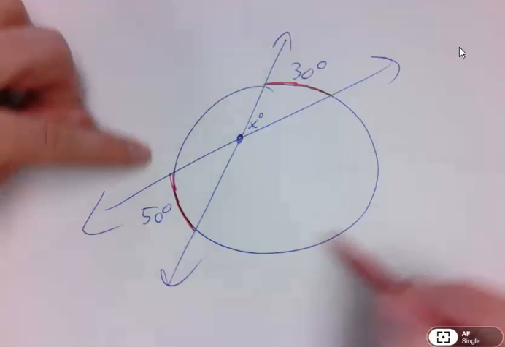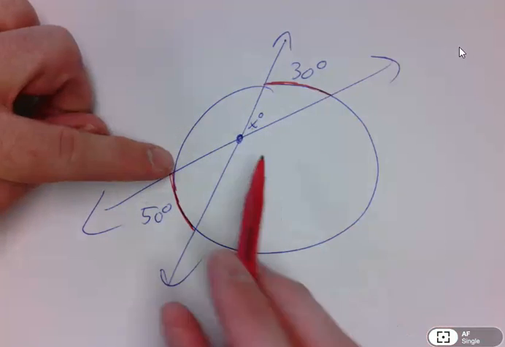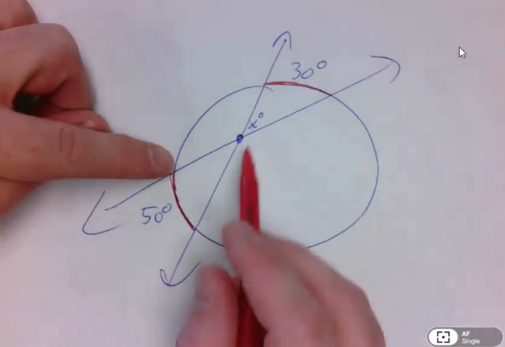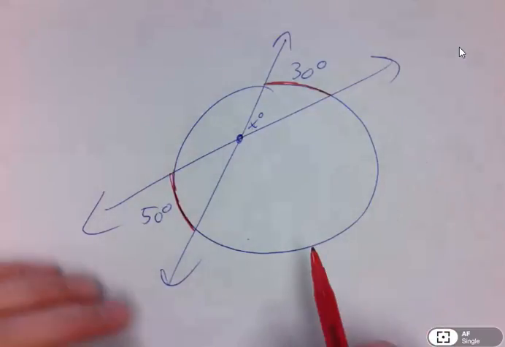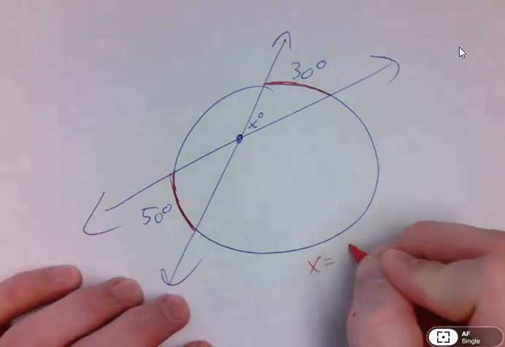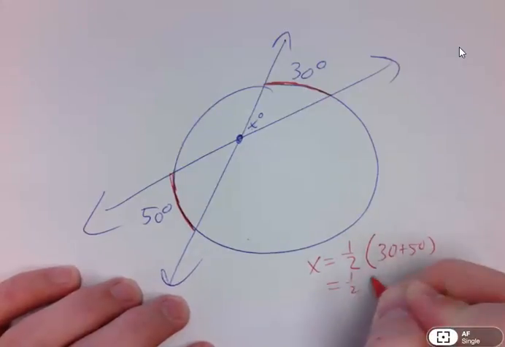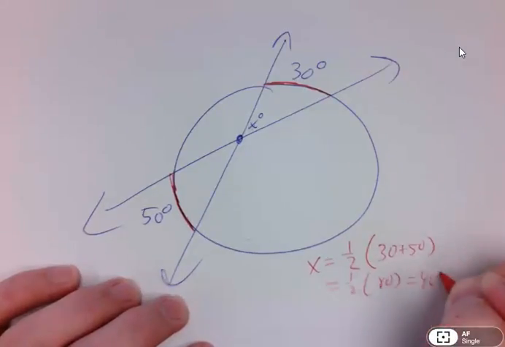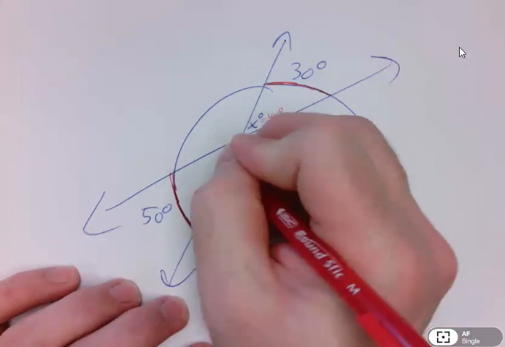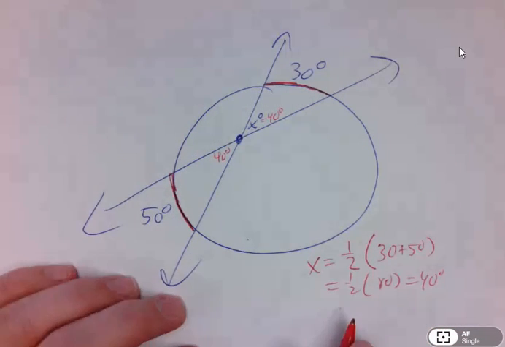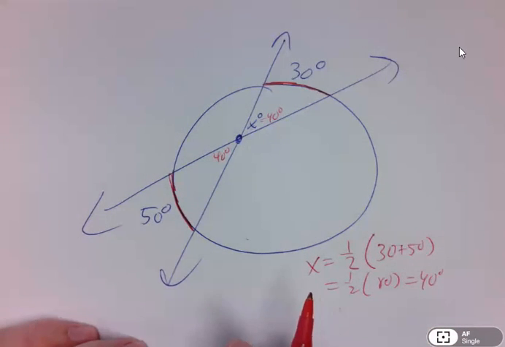I don't need these two. If I wanted these two, I'd be looking for this angle instead. So it doesn't really matter which one you're going for, just pick something and stick with it. So X has got to be 1/2 of 30 plus 50. 1/2 times 80, which is 40. So this angle has to be 40, which means its vertical angle would have to be 40, and then I can go from there and do whatever it asks me to do.